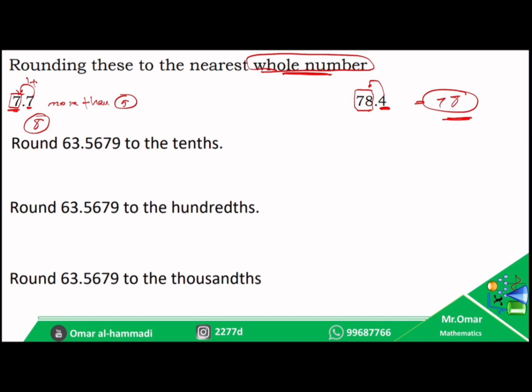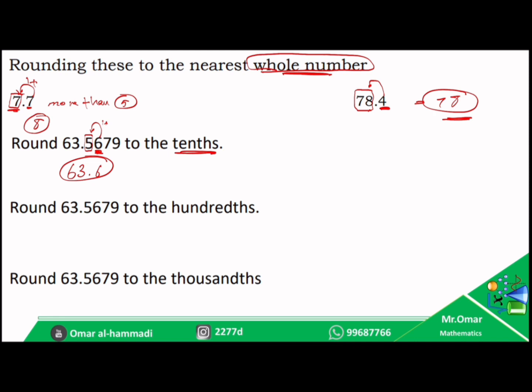But round 63.5679 to the tenth. What do you mean by tenth? It means 1 decimal place only. So we will draw a square or a triangle around this 1 decimal place only, the first one, 5. And we will see 6. This is more than 5. When we add it, it will give us 1. So it will be 63.6.